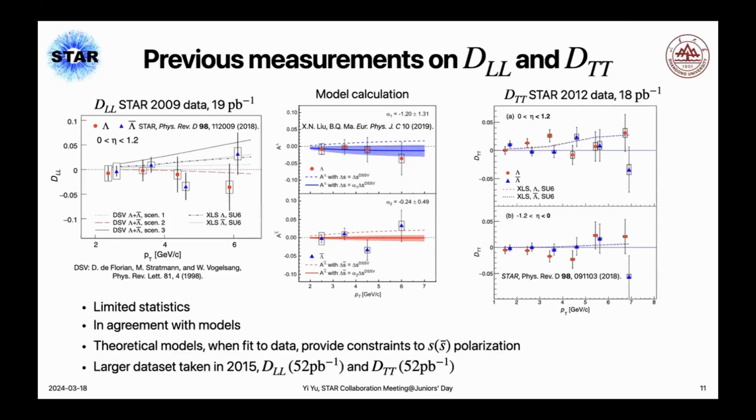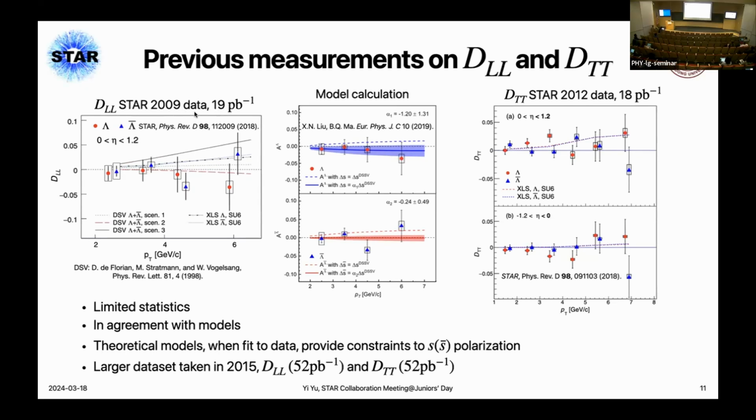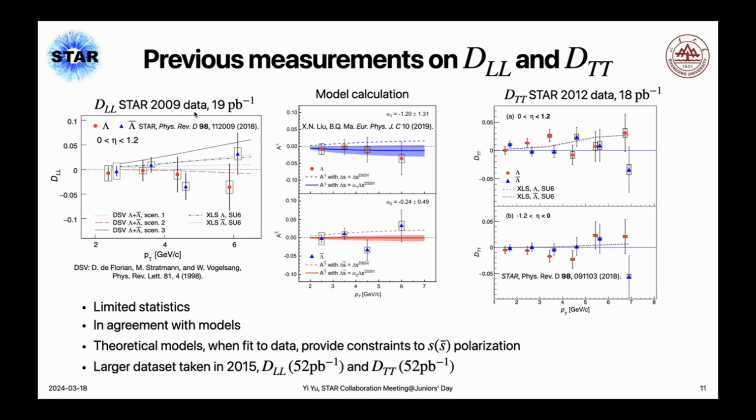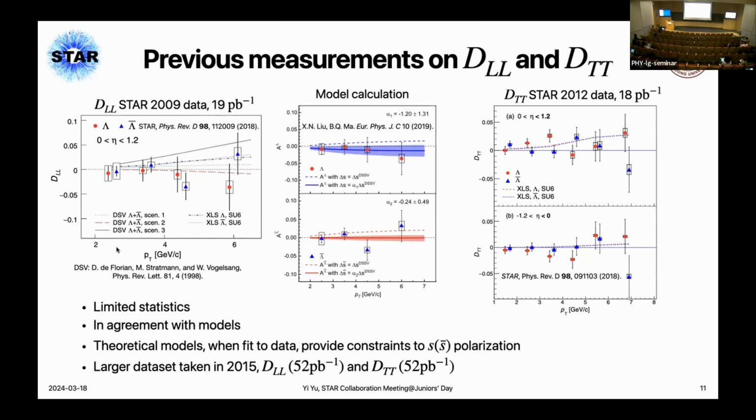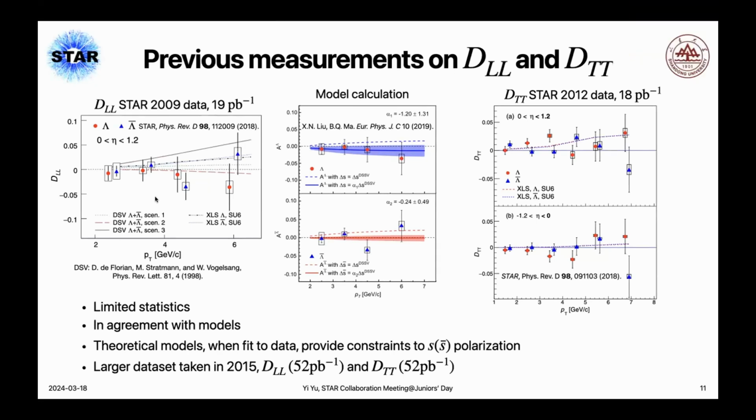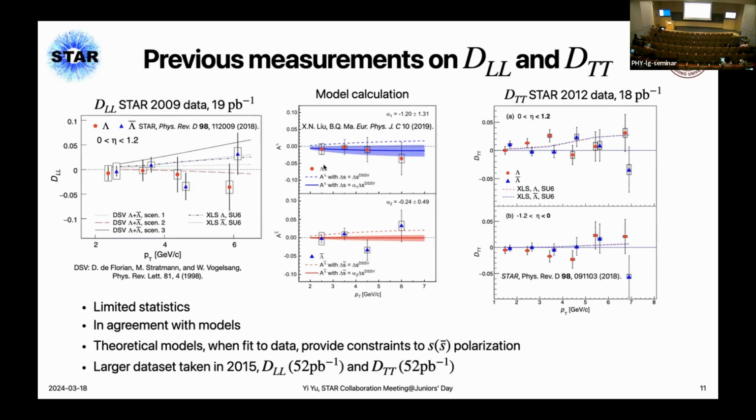Previously, STAR published measurements of DLL and DTT. The left plot shows the published DLL as a function of hyperon PT using the data taken in 2009. This data set corresponds to a luminosity of about 19 inverse picobarn, and some model predictions are compared with this measurement. The second plot is a model calculation which used the published DLL result as an input.